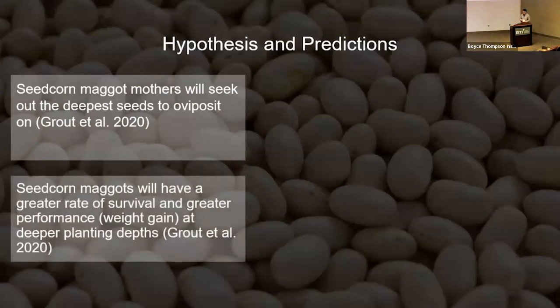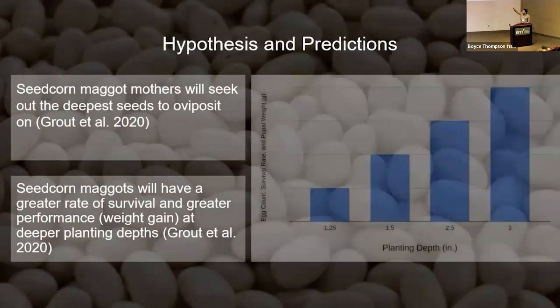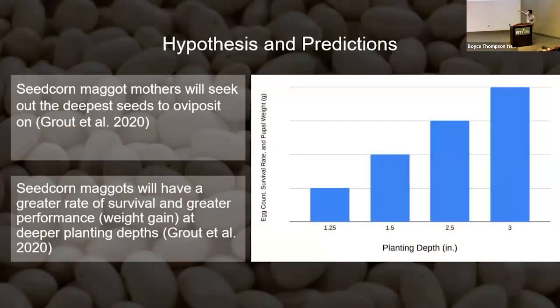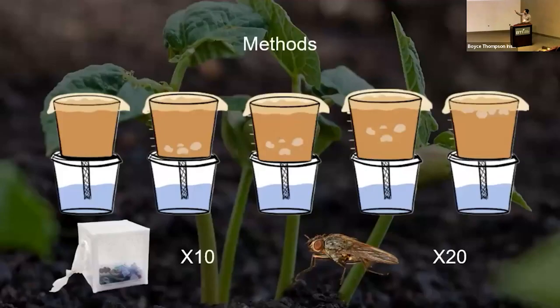And so we also hypothesized that at those deeper depths, they would have a greater rate of survival and performance. So this is the kind of trend we expected. We planted seeds at 1.25 inches deep, 1.5 inches deep, 2.5 inches deep, and 3 inches deep. And we expected the performance to go up as we got deeper.